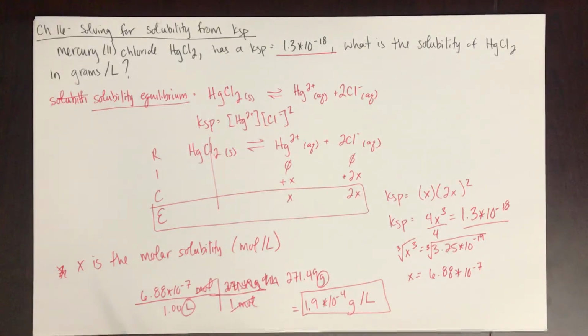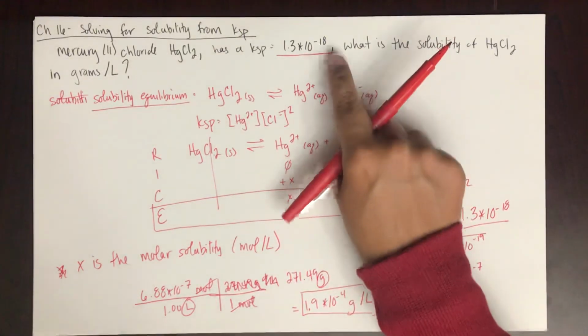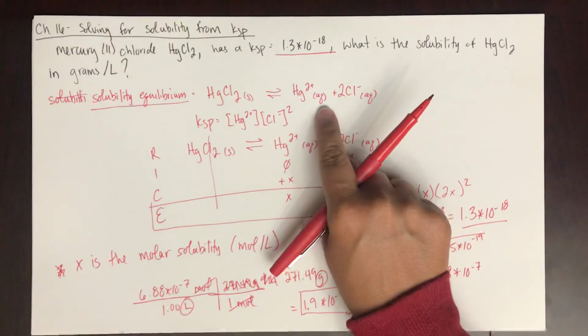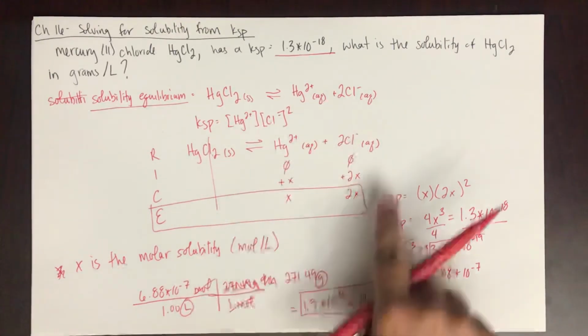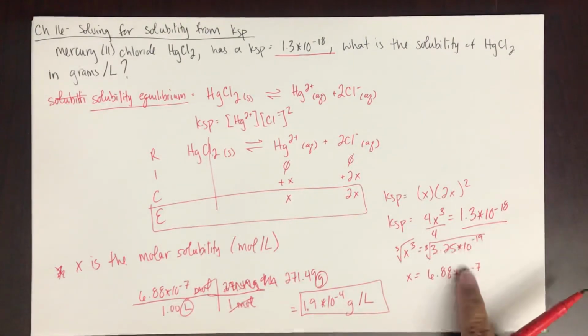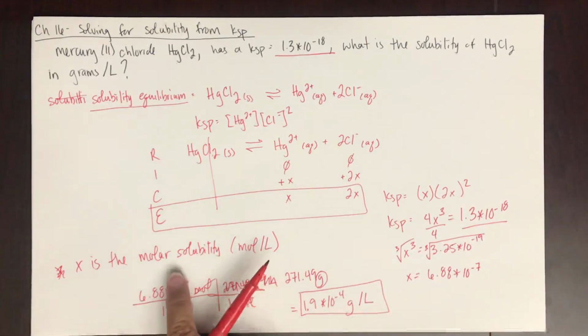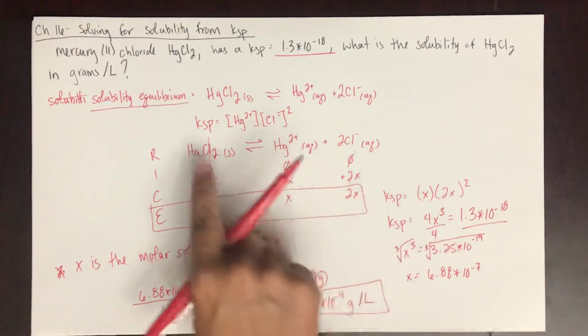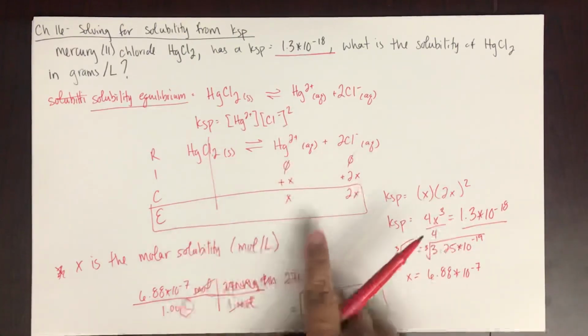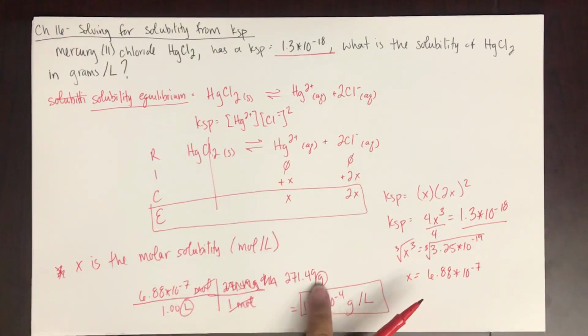So what you need to solve for solubility from the KSP is, once you're given the KSP, you're going to write the solubility equilibrium, see what the KSP expression is, and use the equilibrium table to solve for X. X is the molar solubility in moles per liter. That's how many moles per liter would have dissolved. And then you would use the molar mass from the periodic table to solve for solubility in grams per liter.